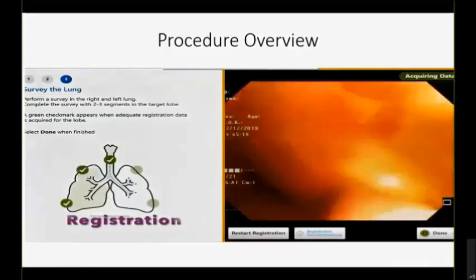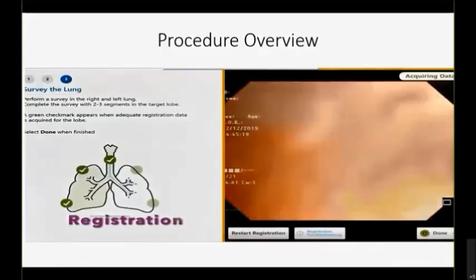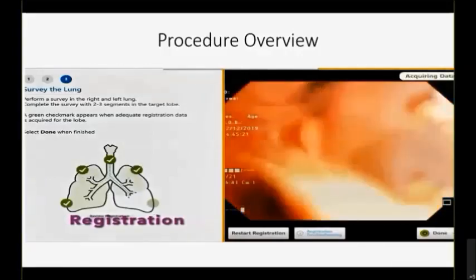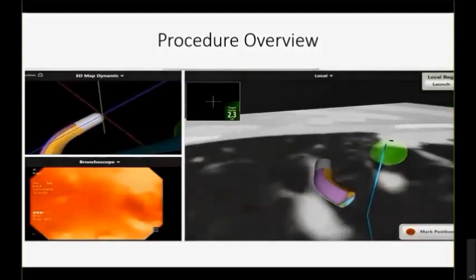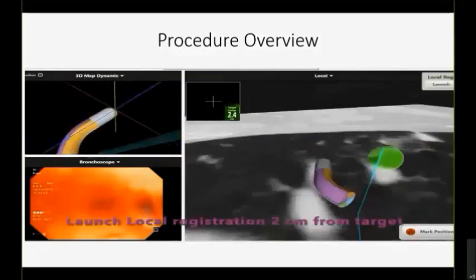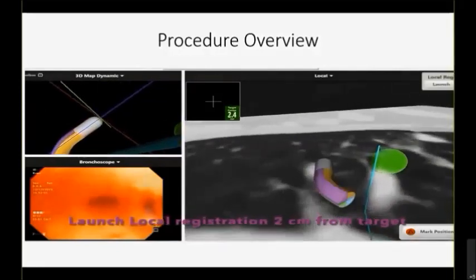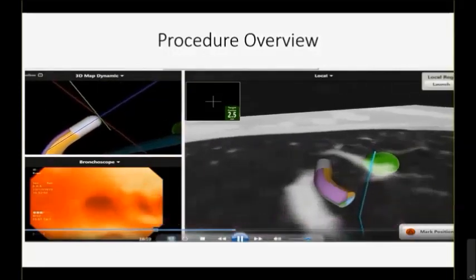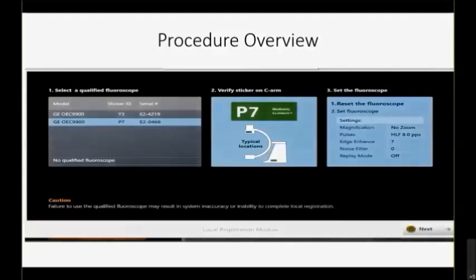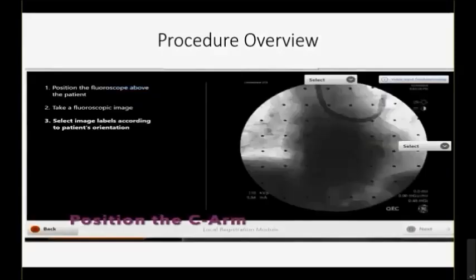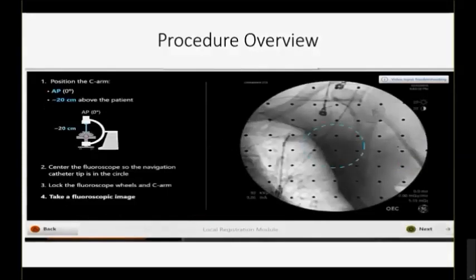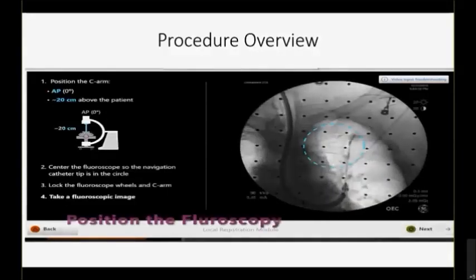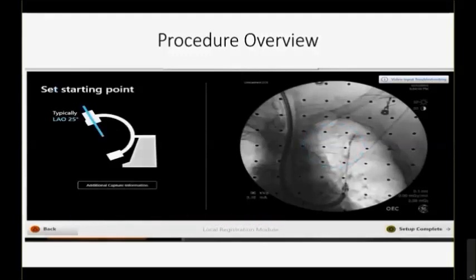This is just the basic registration process. I know you're all very familiar with that. You do the basic registration, which you're used to going through, and then you navigate as you normally would. Once you get within a couple of centimeters from the target, you'll be able to launch the local registration, which you see up there. This is just reminding you what you need to do. You'll need to position the forearm appropriately, and once you do that, you want to put the LG right in the middle of that circle.